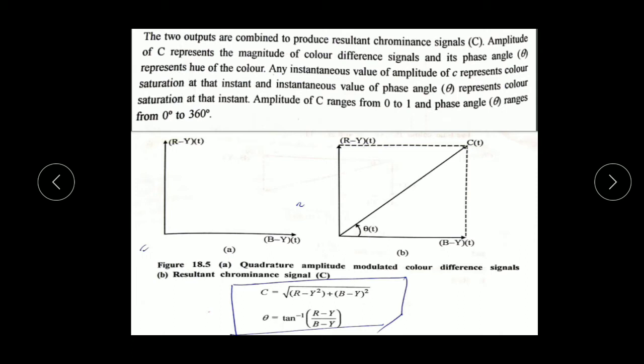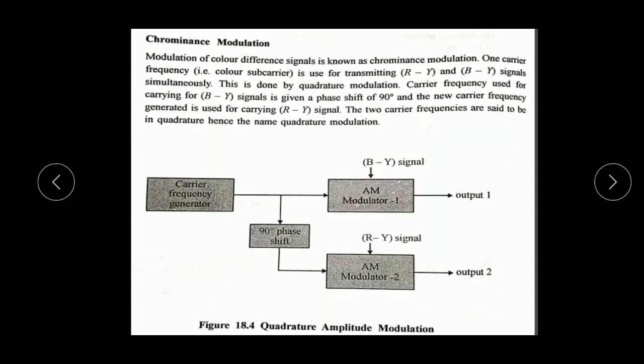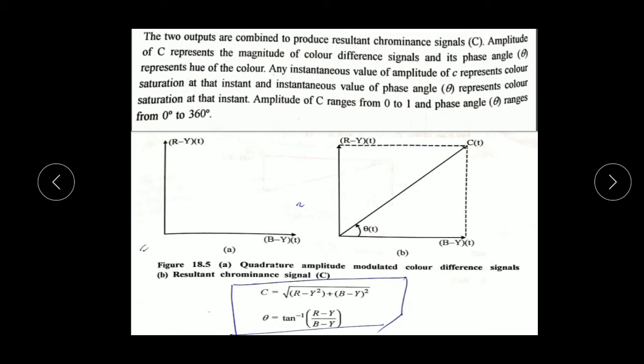The two outputs are combined to produce the resultant chrominance signal C. The first signal is B minus Y and the second is R minus Y. The amplitude C represents the magnitude of the color difference signal, and its phase angle theta represents the hue of the color. The instantaneous value of the amplitude of C represents color saturation at that instant, and the instantaneous value of the phase angle theta represents the hue at that instant. The amplitude of C ranges from 0 to 1, and the phase angle ranges from 0 to 360 degrees.